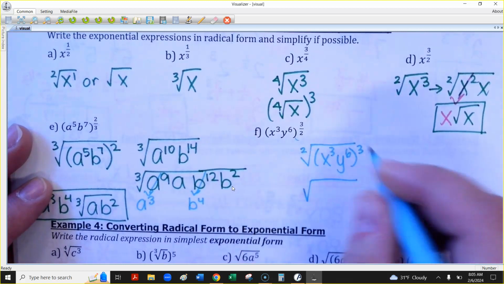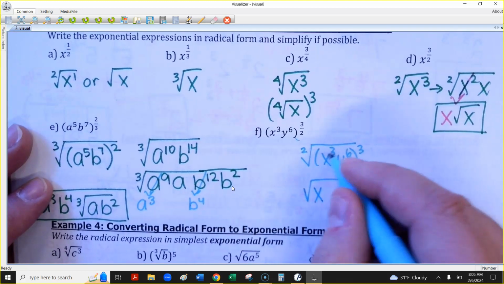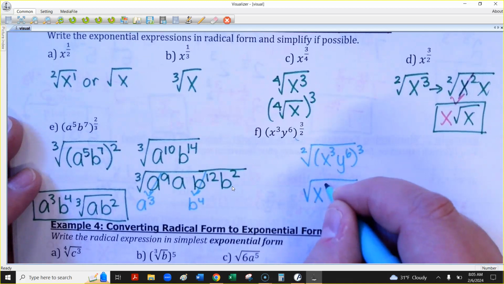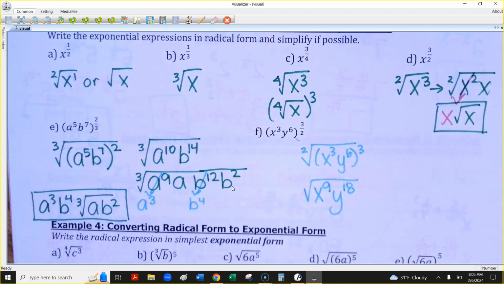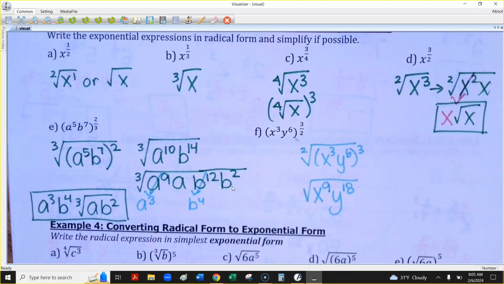So this is the square root. We'd have a power to a power. I'm going to multiply these exponents. This would be x to the 9th and y to the 18th. 3 times 3 is 9. 6 times 3 is 18.